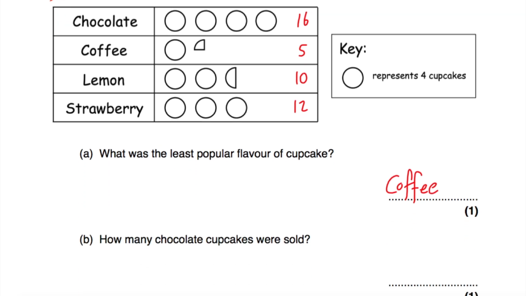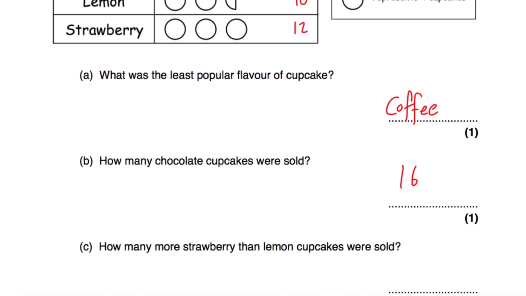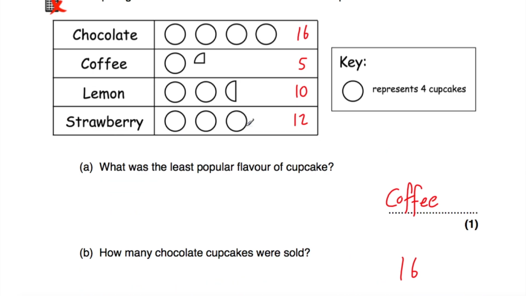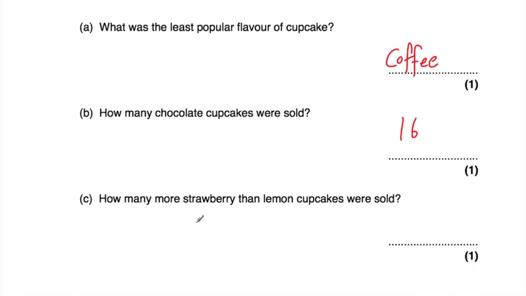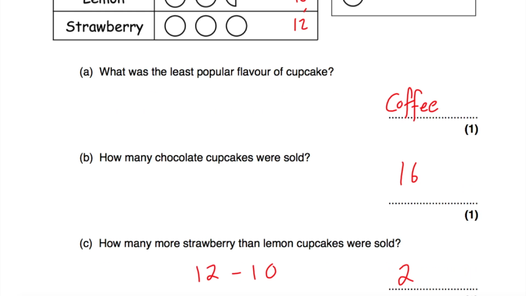Okay, and then part B says how many chocolate cupcakes were sold. So that's, as we've seen, 16, 4, 8, 12, 16. And then part C says how many more strawberry cupcakes were sold than lemon. So 12 strawberry cupcakes were sold and 10 lemon cupcakes were sold. So if we do 12 take away 10, that's equal to 2. There's 2 more strawberry than lemon cupcakes sold. As you can see, there's 2 more. And that's it. So that's the answer.